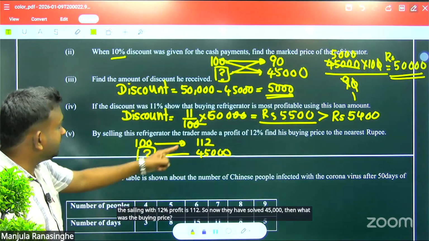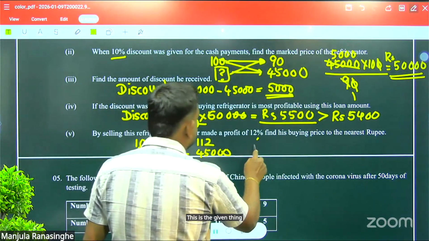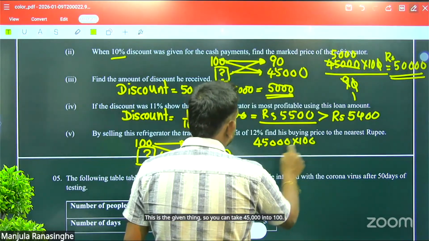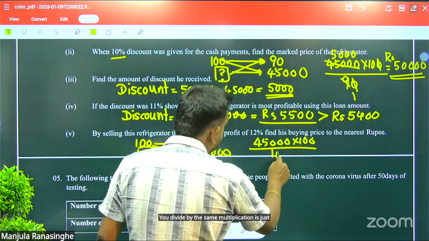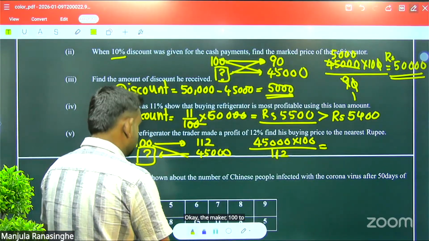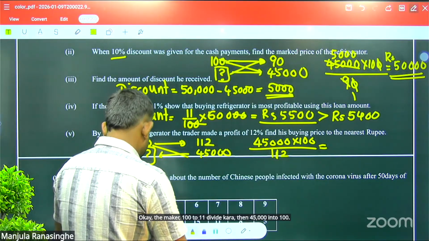This is the given thing. So you take 45,000 into 100, and divide by 112. Multiplication is with 100, and then divide by 112. Then 45,000 into 100 divided by 112.